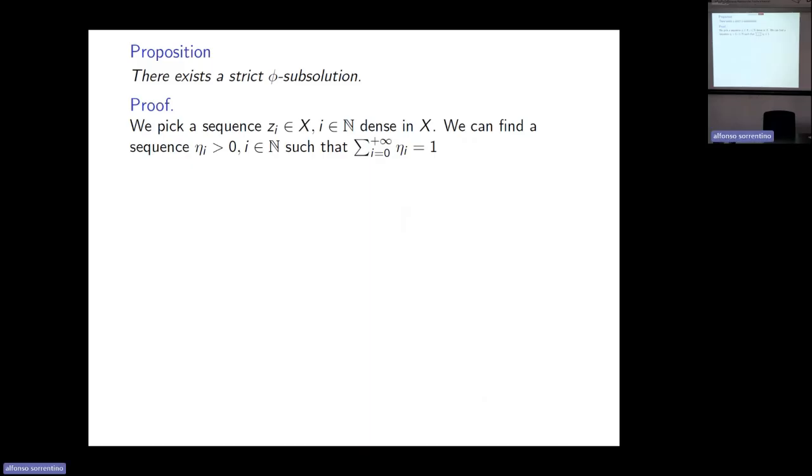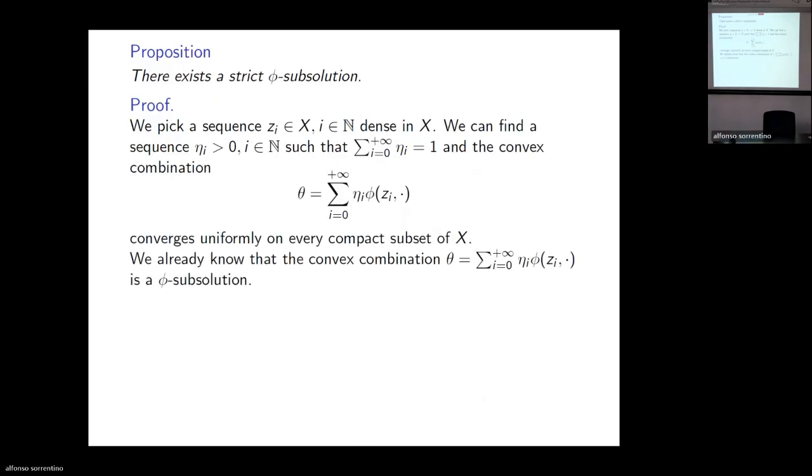There exists a strict phi subsolution. Pick a sequence c_i dense in X and find a sequence eta_i of positive numbers whose sum is 1. So you look at the convex combination of subsolutions, because subsolutions are closed under finite convex combination and under uniform convergence. This is a subsolution.